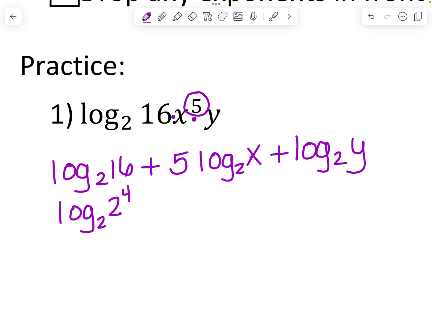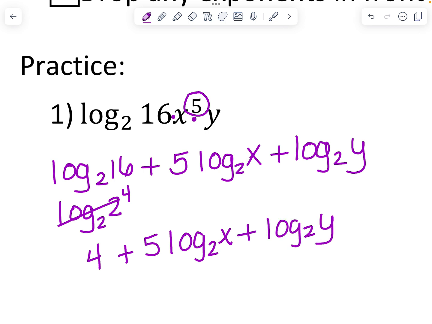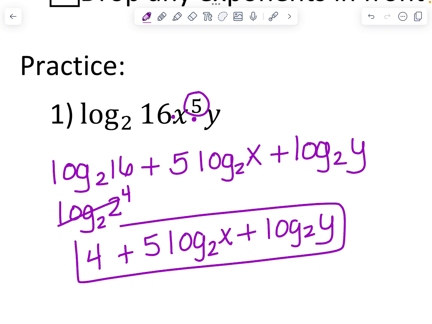So guess what? I can use my property rule. So this becomes 4 plus 5 log base 2 of x plus log base 2 of y. So this is going to be my final answer.